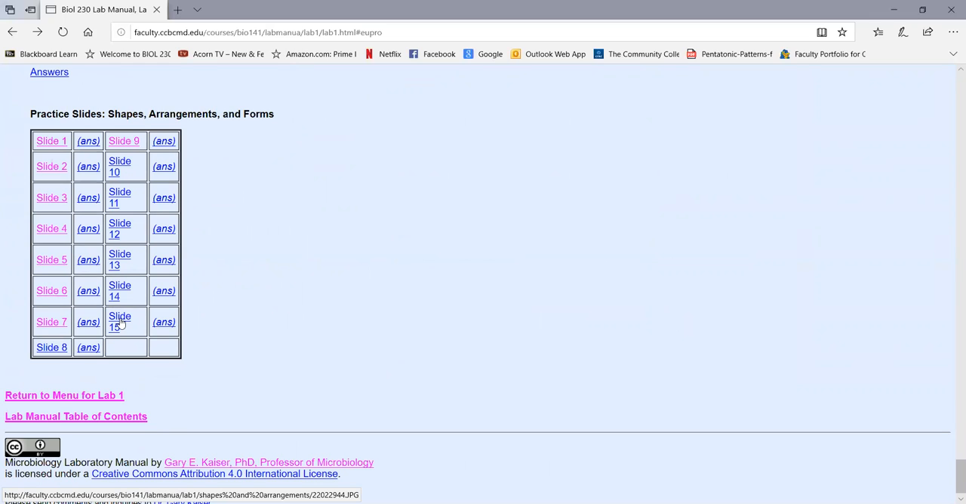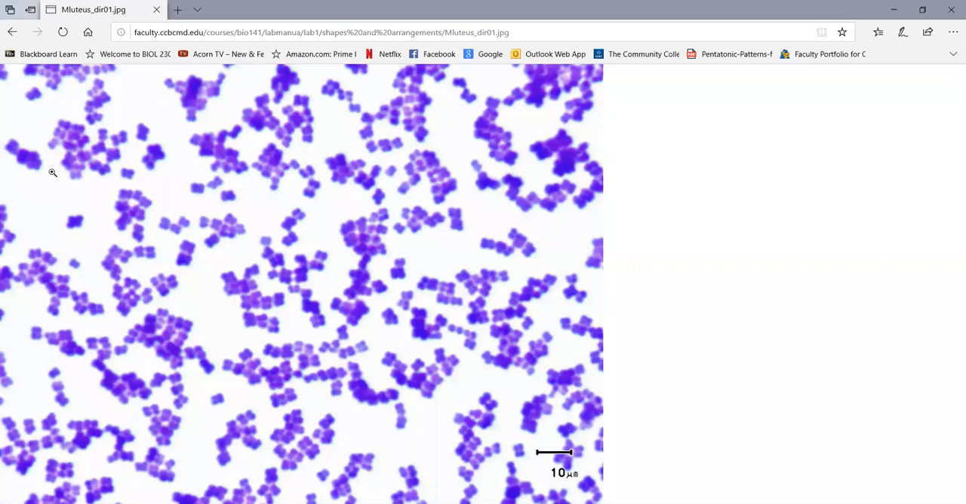Because remember, I'm going to assume you know the three shapes, the five arrangements of cocci, the two arrangements of bacilli we need to recognize, and the three forms of spirals. I'll be asking you that and assuming you know that. And again, remember to look rather carefully. For example, on slide two here, a common mistake I see on quizzes is someone looking at that and saying staphylococcus. That's not a staphylococcus.